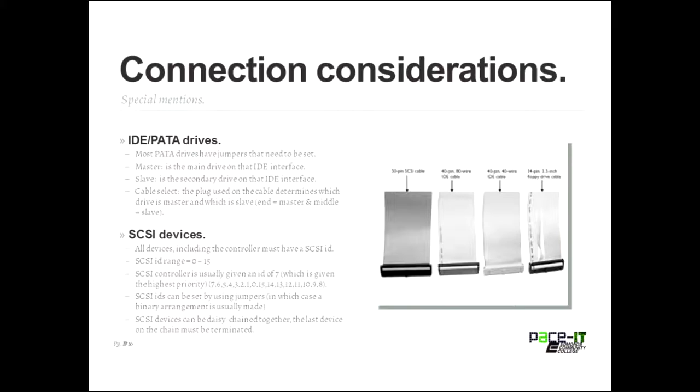Now let's move on to SCSI devices and connection considerations. All devices needed to have a SCSI ID. Your SCSI ID range is from 0 to 15. The SCSI controller is almost always given the ID of 7. Why is that? Well, because originally SCSI came with an ID range of 0 to 7, and 7 was given the highest priority, and then 6, 5, 4, 3, 2, 1, 0 in their priority rank.